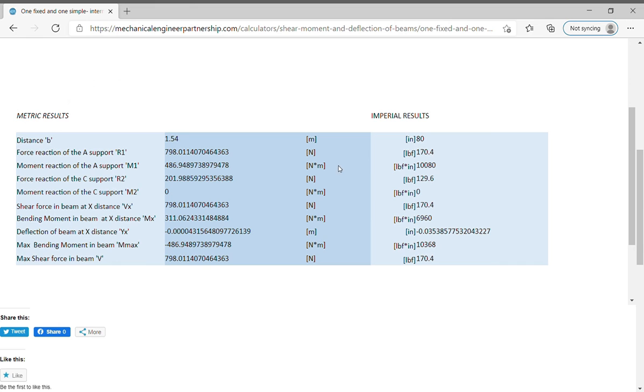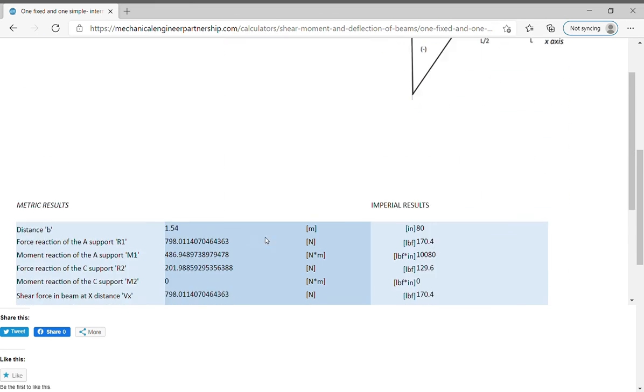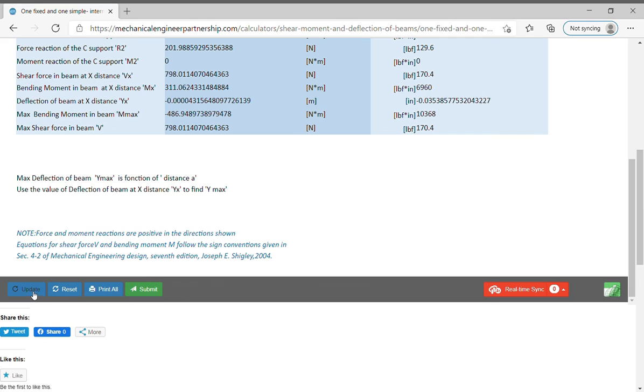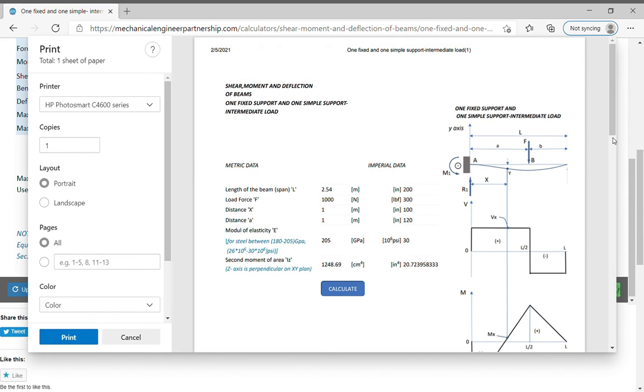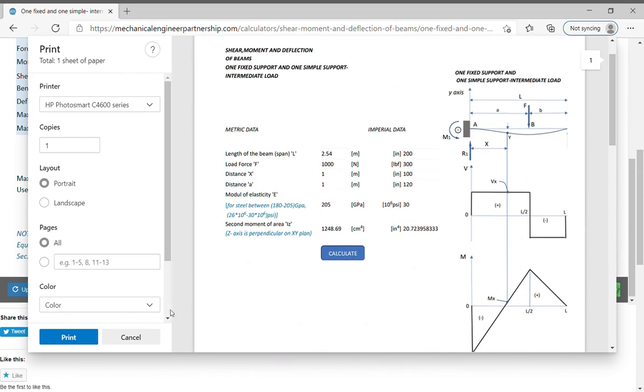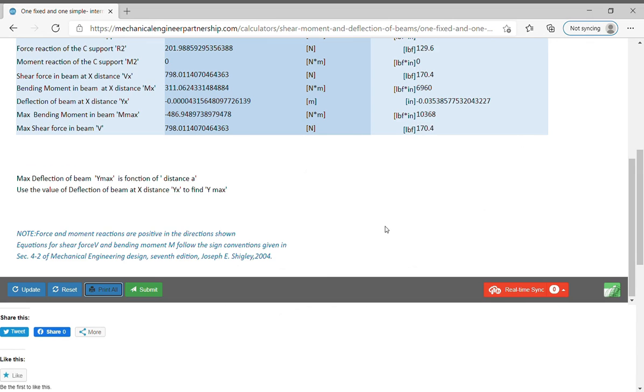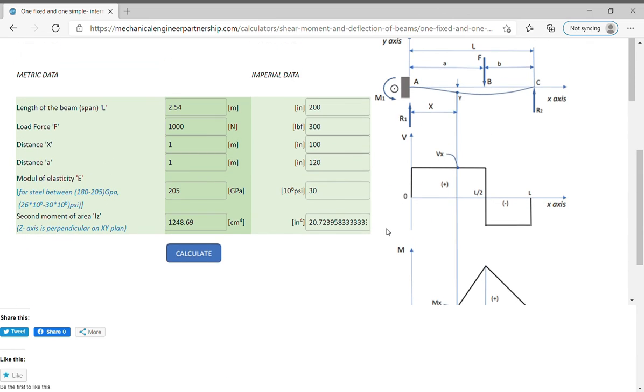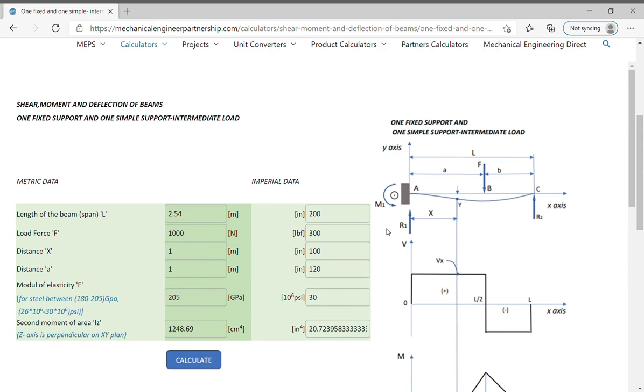Similar calculation in metric units, data, and results. At the bottom you can use the buttons to update, refresh, print or submit. You can print or save a PDF file of your calculation. For the quality of your work, use these calculator sheets for verification, complementary with other calculators or methods like finite element, and to find these geometrical properties.